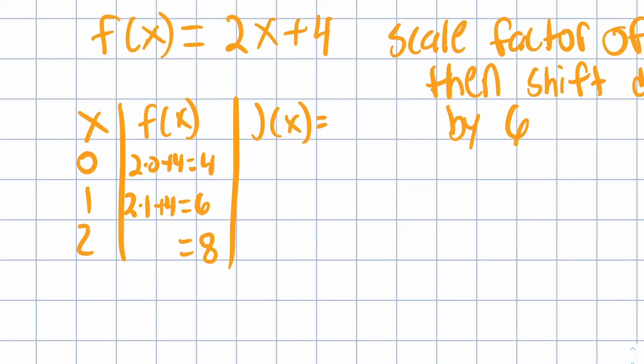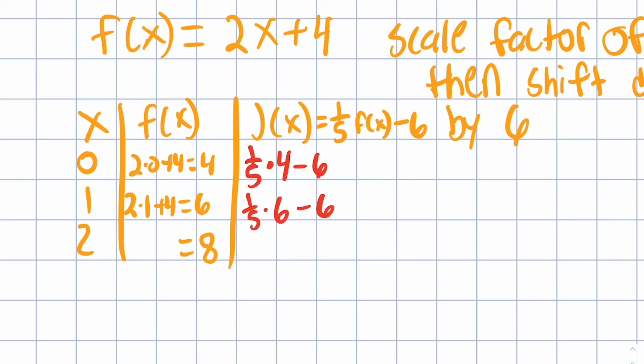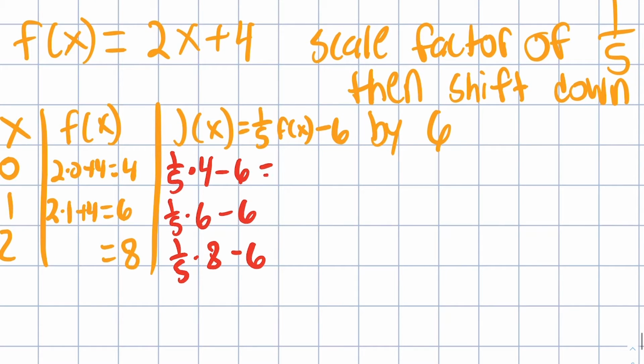J of x is equal to 1/5 of f of x. Then we're going to subtract 6 off of that. So to get a number here, we're going to do 1/5 times 4, because that was the output for f, and then we're just going to subtract 6. Again, we're going to do 1/5 times 6 minus 6, 1/5 times 8 minus 6. So what do we get here? We get 4/5 minus 6, 6/5 minus 6, 8/5 minus 6.